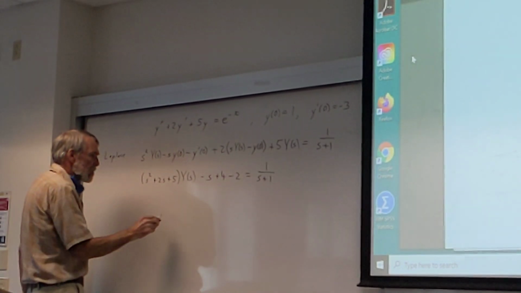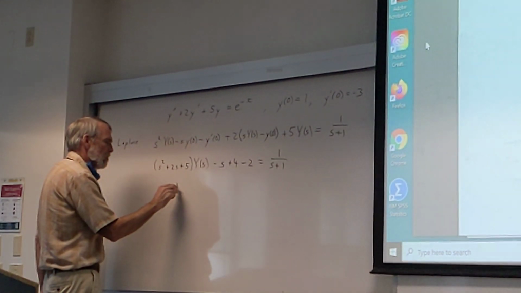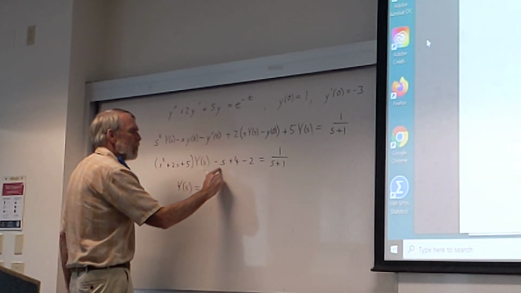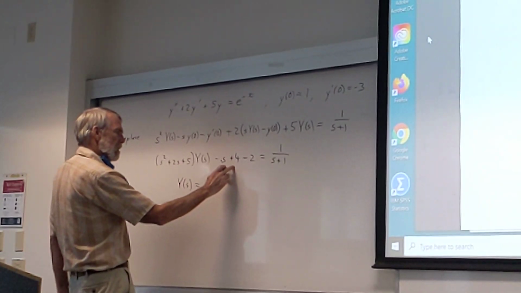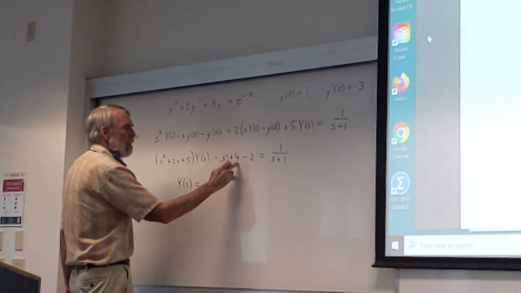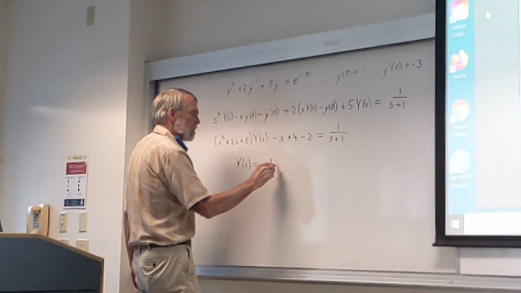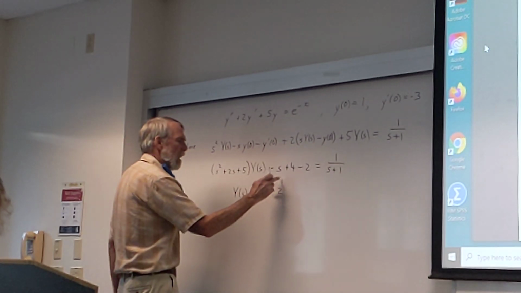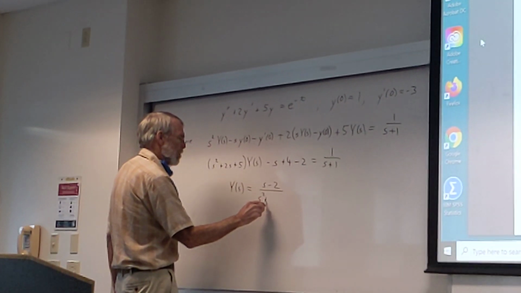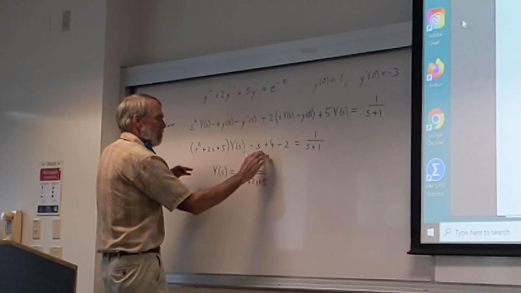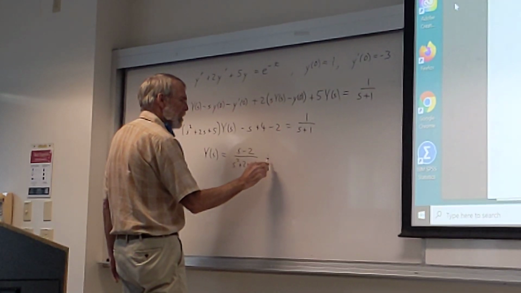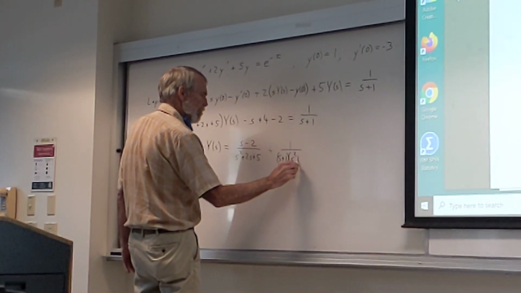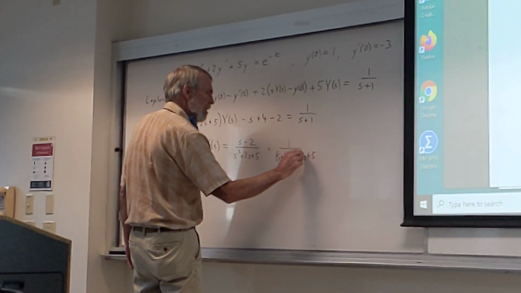Okay? So, we can see now that we can write this as Y of s is going to be equal to, flipping this over to the other side, we're going to get s minus 2 divided by this s squared plus 2s plus 5, bringing this over to this side, and then we're going to get plus 1 over s plus 1 times s squared plus 2s plus 5.